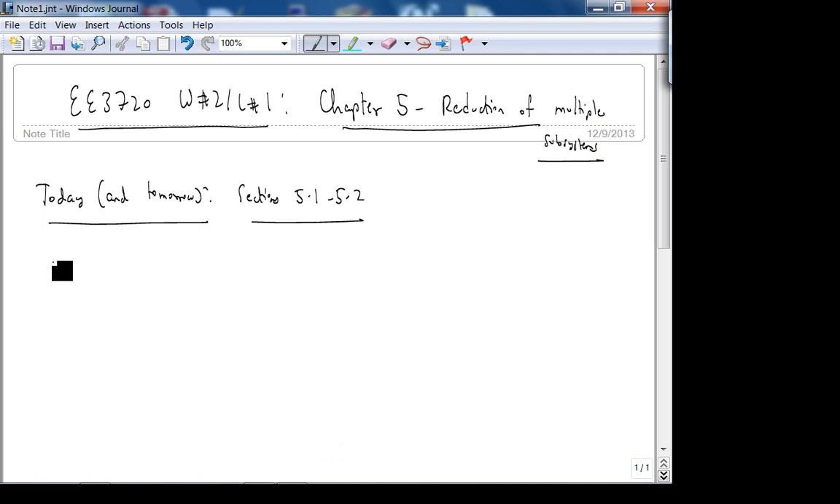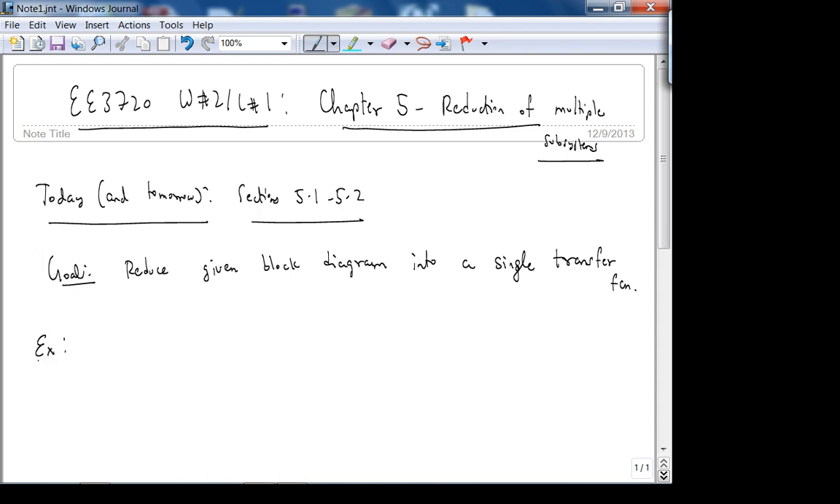So basically, the goal of this chapter is to reduce a given block diagram into a single transfer function. So let's start with some simple examples.